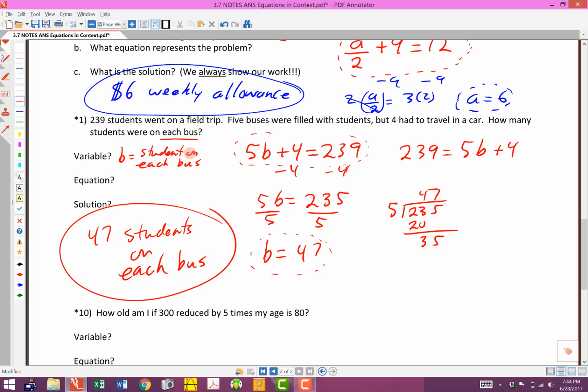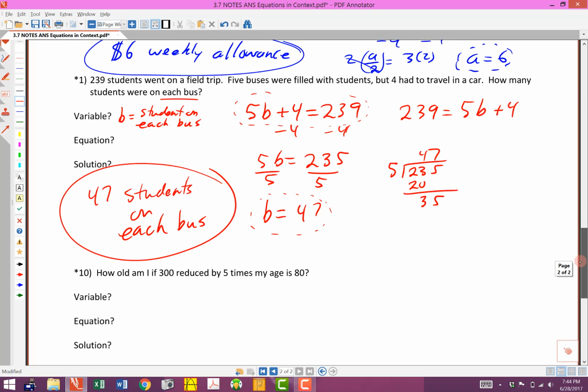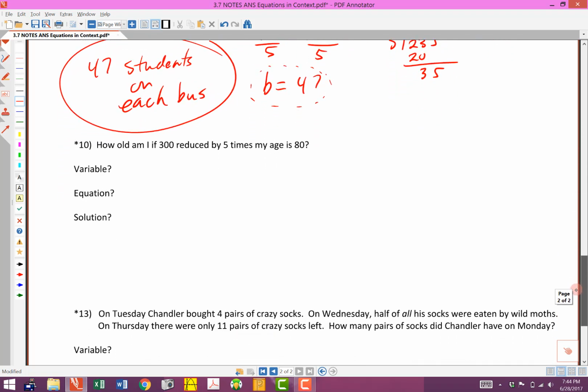But again, the keys here are that you figure out what variable you're going to use. This is really important right here, writing down an equation that represents the situation and then solving it and then kind of writing the answer in the context of the problem. Okay, let's take a look at number 10.